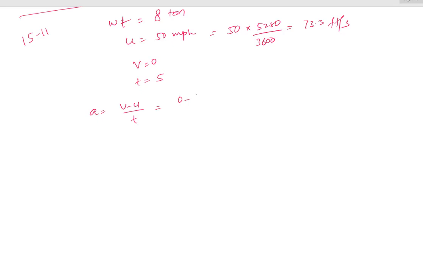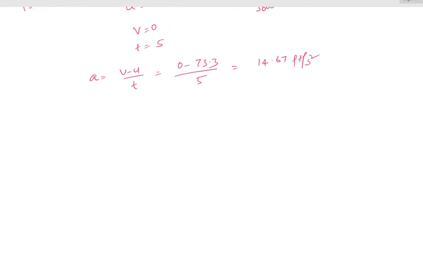0 minus 73.3 over 5. So that gives you a deceleration of 14.67 feet per second squared. So that's obviously negative because it's deceleration.